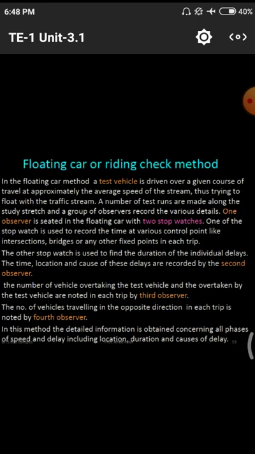And next we have the elaboration and explanation of these previous methods. First one is the floating car or riding check method. In this method, a test vehicle is driven over a given course of travel at approximately the average speed of the stream, trying to float in the particular traffic stream. That means a test vehicle, some vehicles are given to these persons, so that by using those vehicles they can check. Previously, some police members and others were riding and checking this for delay purposes.